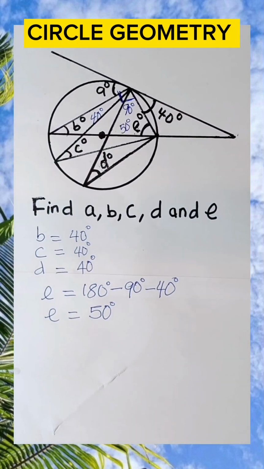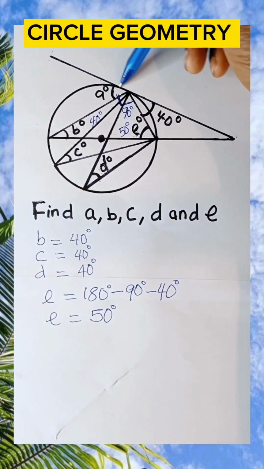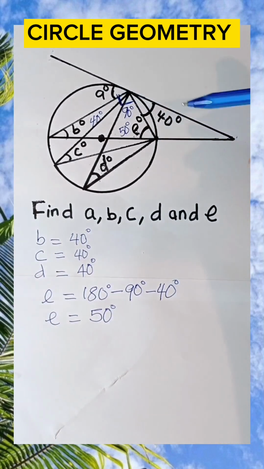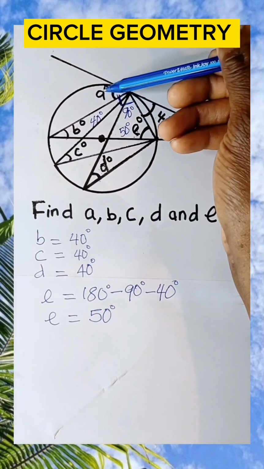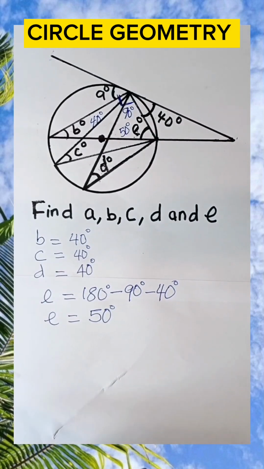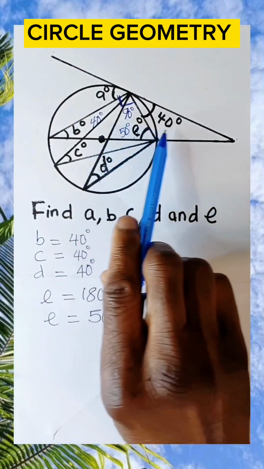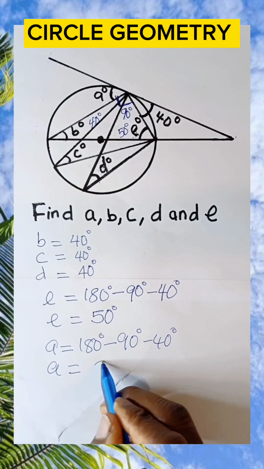All right. Now let us find angle A. This is a straight line. The sum of angles in a straight line is equal to 180 degrees. This angle plus this angle plus this angle is 180 degrees. So to find angle A, we will use 180 to subtract 90 and 40 degrees. A is equal to 50 degrees.